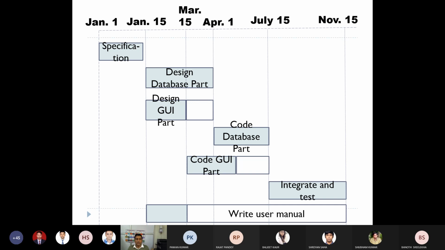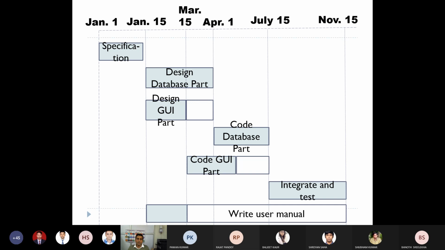So it is going to tell you that from January 1 to before January 15 you need to finish that. So there is no slack time. Some activities, some tasks will not have any slack time, but some activities will have slack time. In this case, design database part you do not have a slack time, but design GUI part you have a slack time.